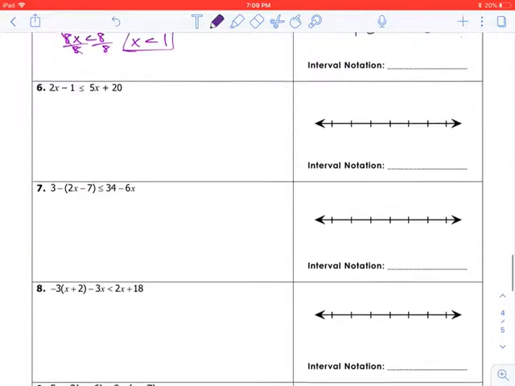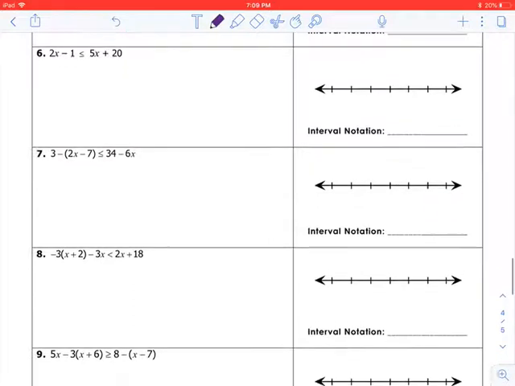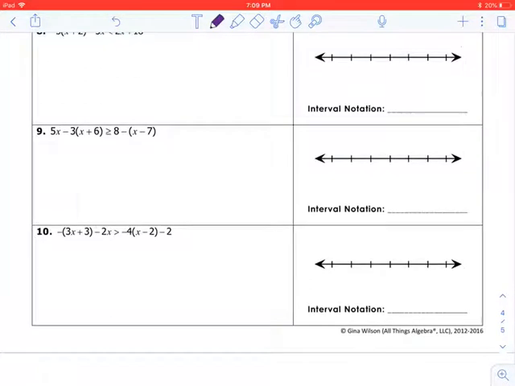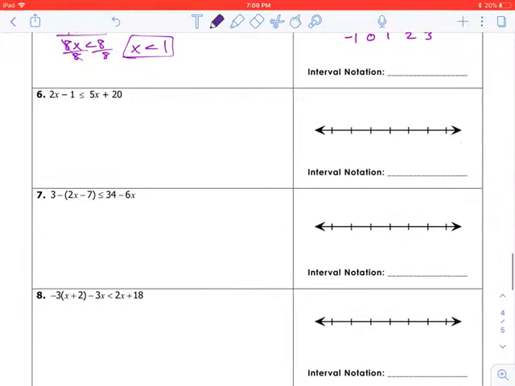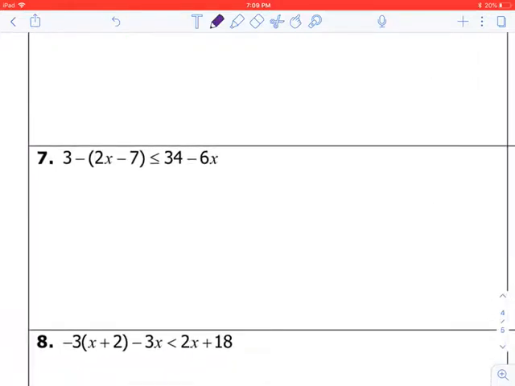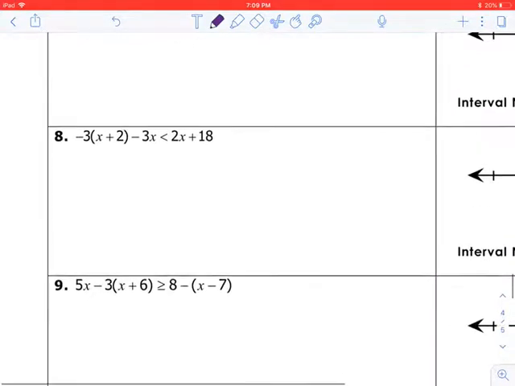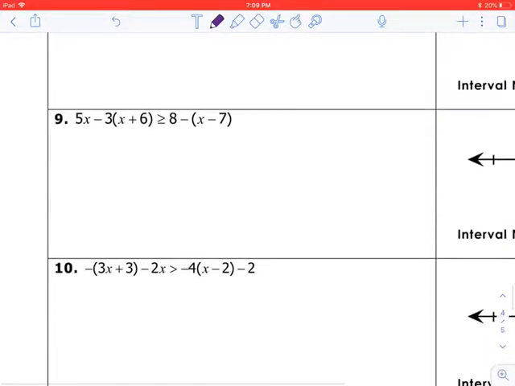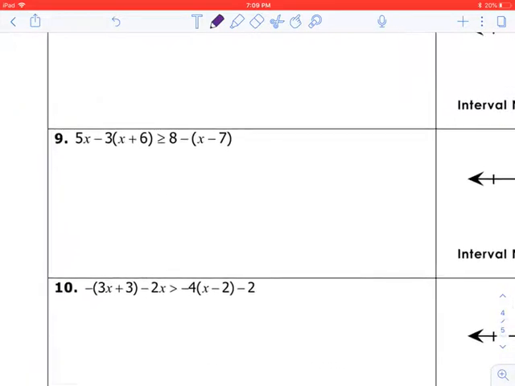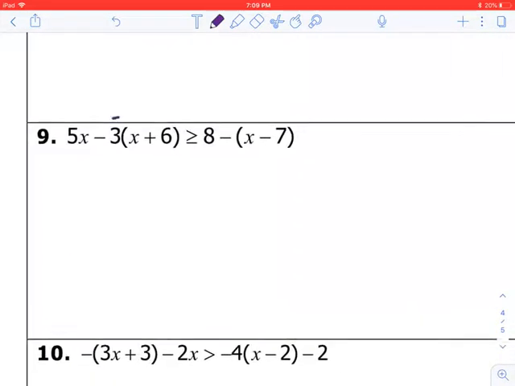And so let's do one more here, and then give you a couple examples to try on your own. So, let's do number 9. A little more complicated. Number 9. So first thing I want to get rid of, parentheses. So 5x stays the same. Negative 3 times x. Again, you can pause it if you want to write this down first.